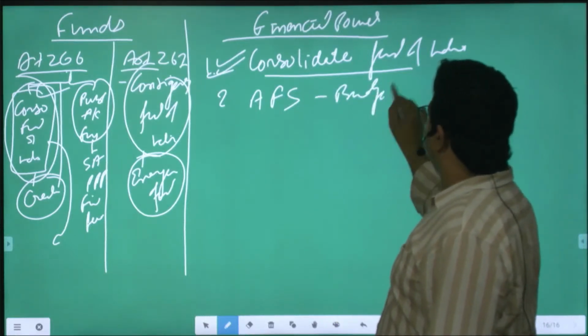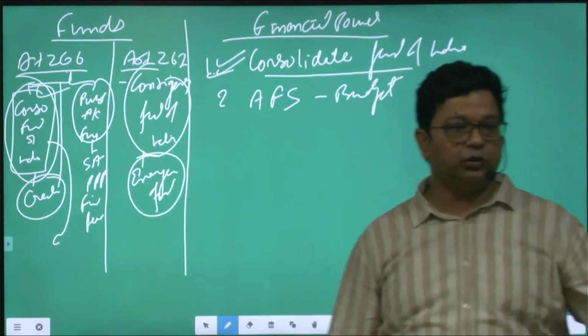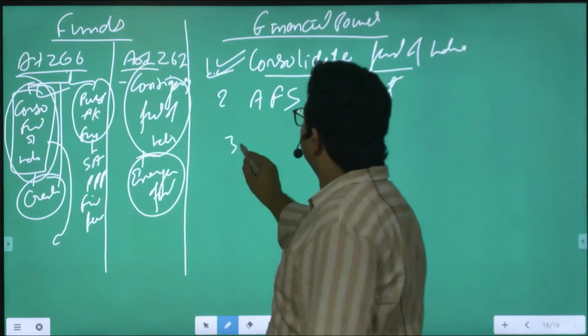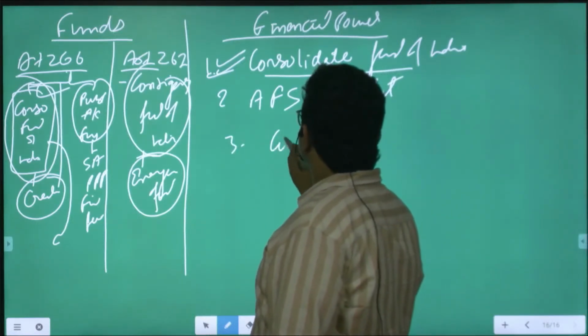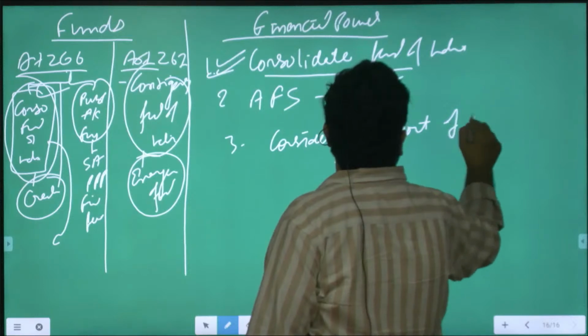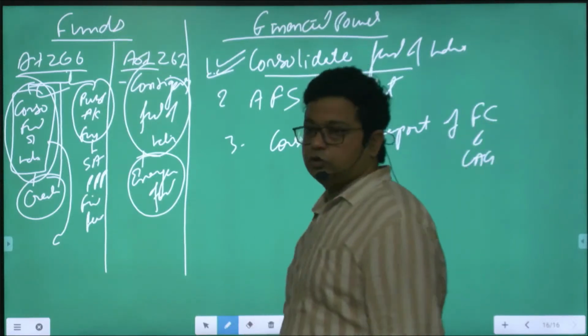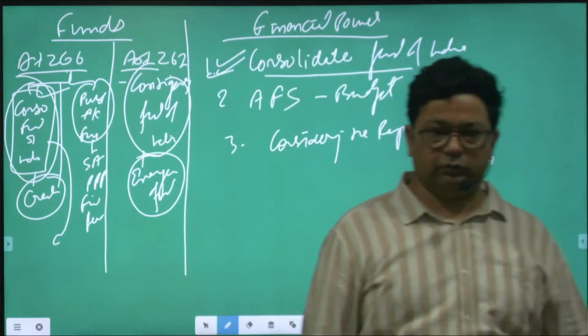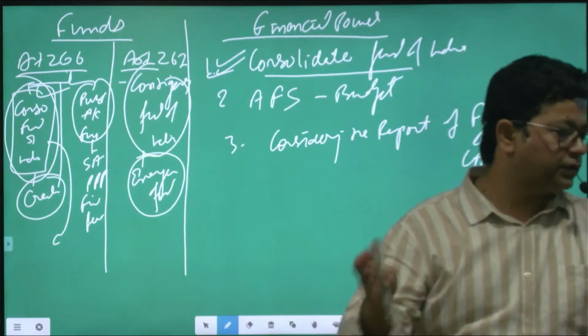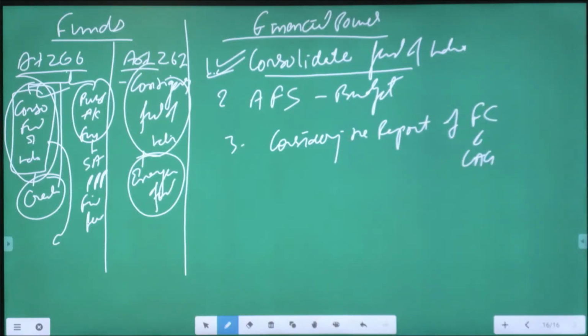The annual financial statement, which is also known as the budget, is also under the control of the parliament. Yes. Then considering the reports of the finance commission and the CAG is also one of the functions of parliament. Yes or no? So these are the financial powers, which we will discuss during the budget: the process of the budget, financial bill, money bill. So these are the financial powers of the parliament.